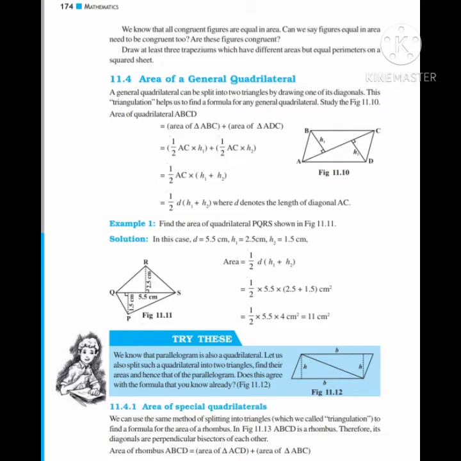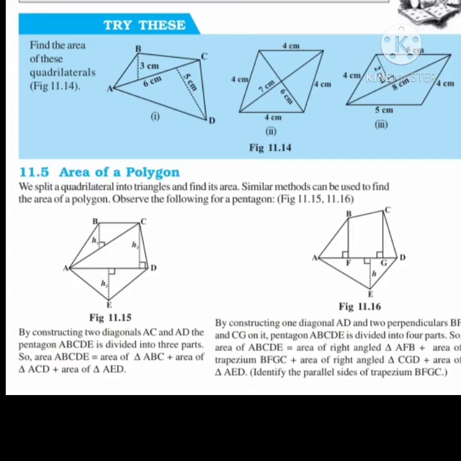Going ahead with area of polygon. As you know, polygon can have any number of sides. So we need to divide it into shapes for which we can find the area. Now look here, page number 176. Try these. Divide the following polygons into parts, that is triangles and trapezium, and then find out its area.